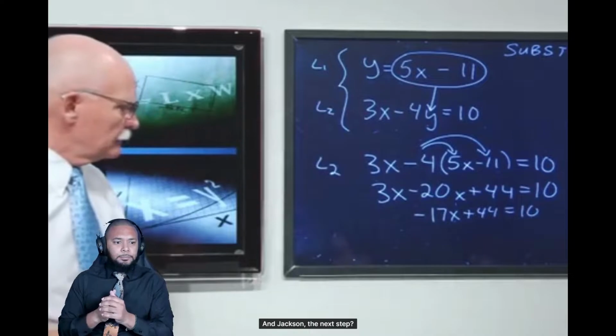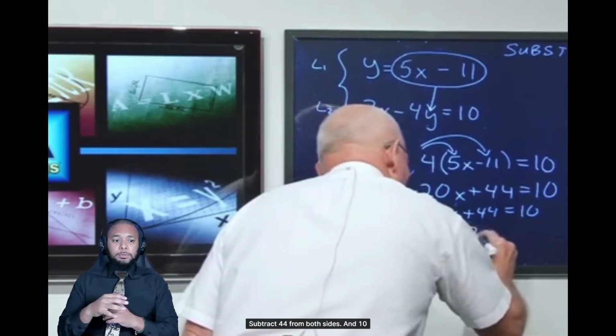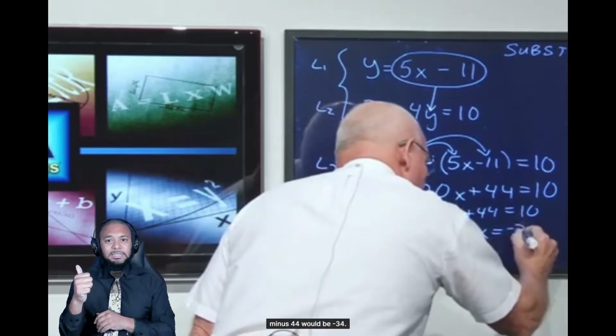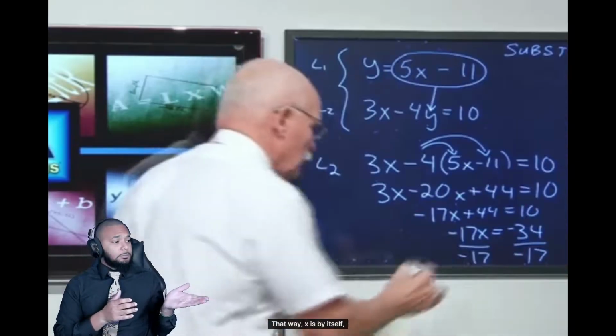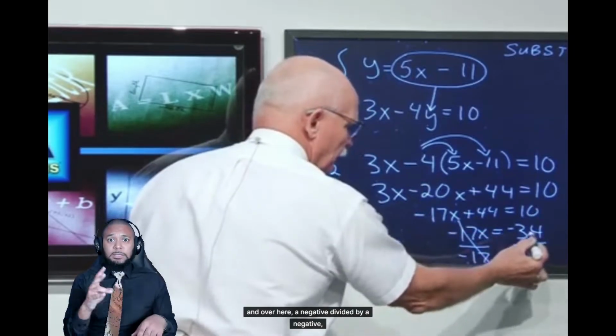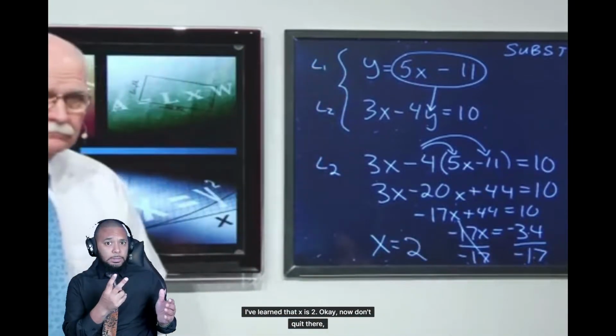And Jackson, the next step? Subtract 44 from both sides. And 10 minus 44 would be negative 34. And Isaac, back to you, the last step. So we would divide both sides. That way, x is by itself, and over here, a negative divided by a negative, I've learned that x is 2, okay?